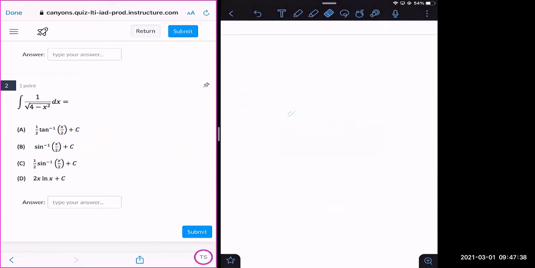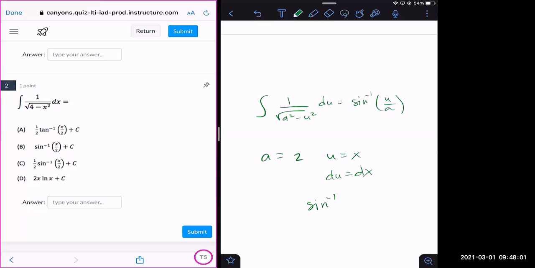Sorry, wrong way. If we integrate 1 over the square root of a squared minus u squared du, then it equals sine inverse of u over a. What's a? A is 2. U is simply x and du is dx, so it works out perfect. So our answer is just sine inverse of x over 2. So the correct answer was B.